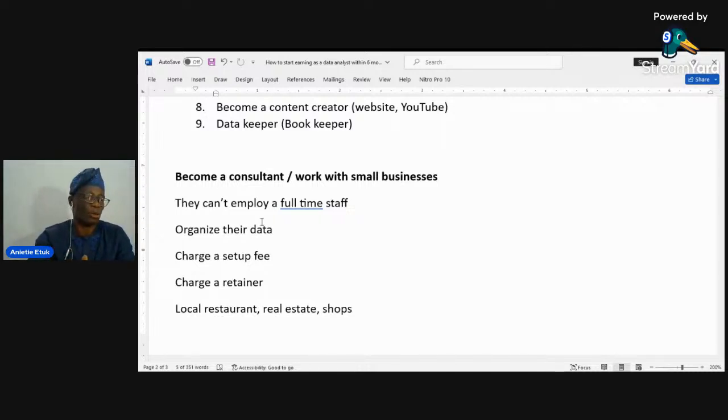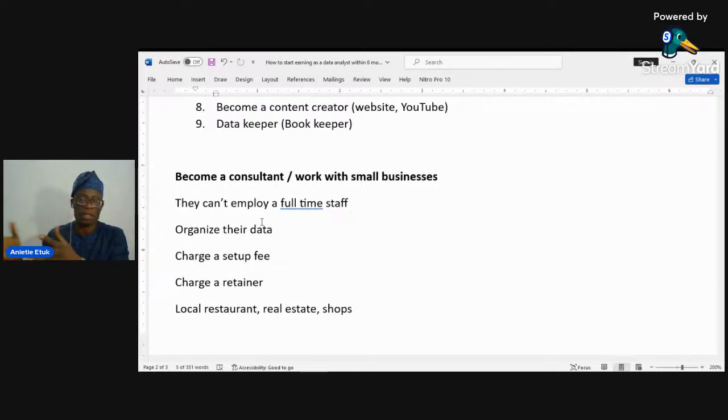and look for small businesses around your area and begin to work with them. Now, most of these businesses cannot employ a full-time staff. Do you get? And they have a problem organizing their data. So you can step into a business. I give the example of how I started with a school in Port Harcourt. You can do this with these small businesses.